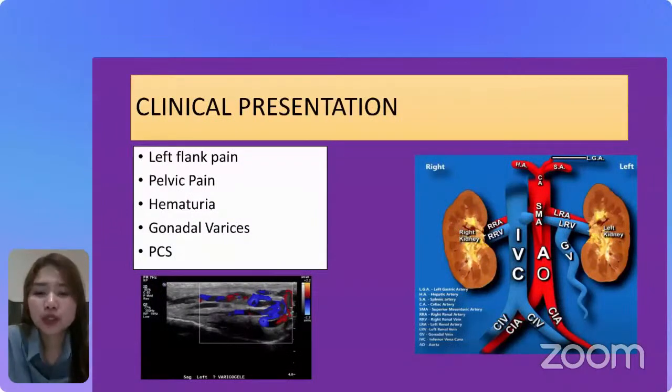The clinical presentation of NCS: left flank pain, pelvic pain or hematuria, pelvic congestion syndrome or PCS, and gonadal varices. Gonadal varices happen because of proximity. The gonadal vein is near our LRV, the left renal vein, and it can also be compressed. Blood flows backward into the other veins because of this compression, causing an increase in pressure. So it can cause venous hypertension.